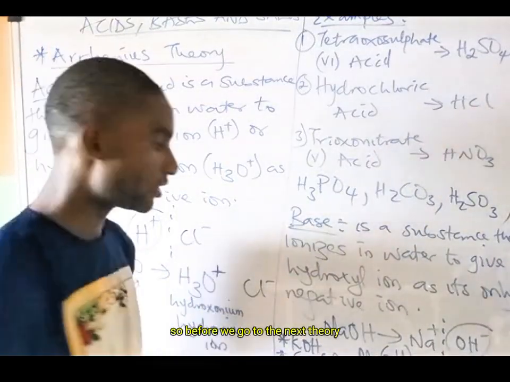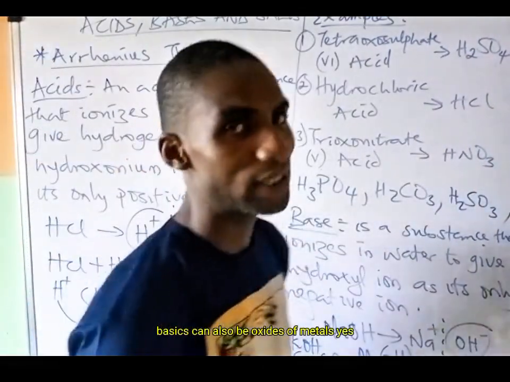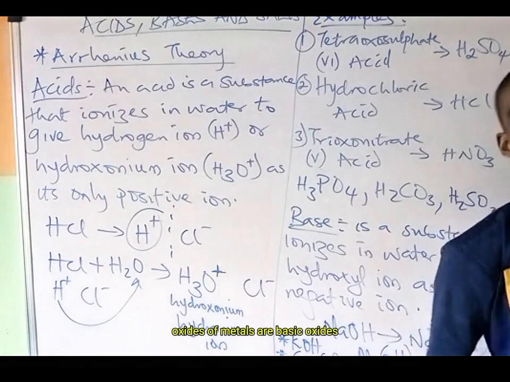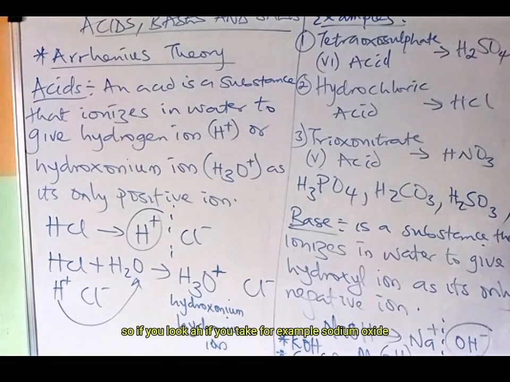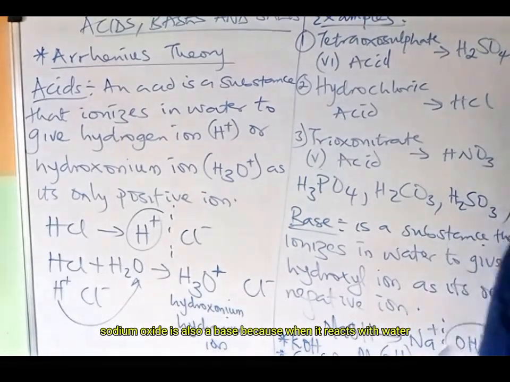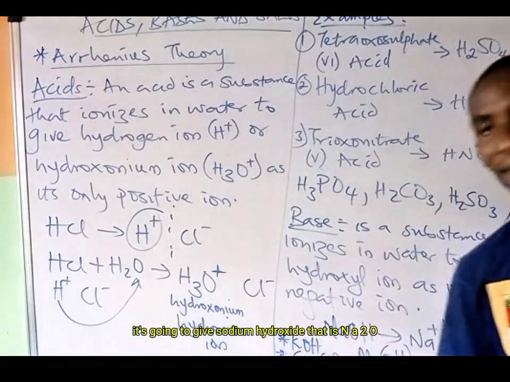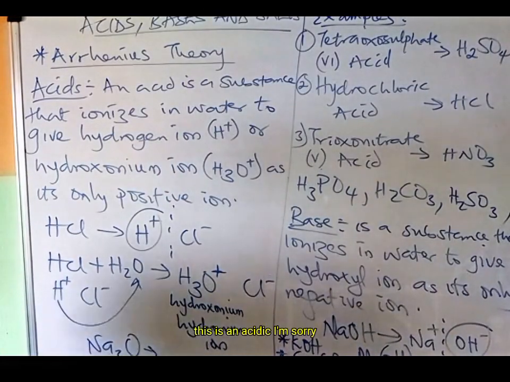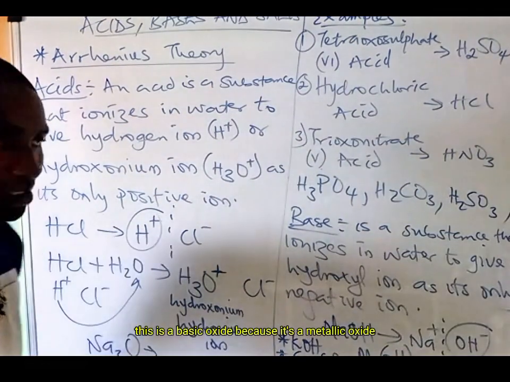So before we go to the next theory, let me also let you know that bases are not just hydroxides, okay? Bases can also be oxides of metals. Yes, oxides of metals are basic oxides, while oxides of non-metals are acidic oxides. So if you take for example sodium oxide, it is also a base because when it reacts with water, it's going to give sodium hydroxide. So that is Na2O. This is sodium oxide, right? This is a basic oxide because it's a metallic oxide.